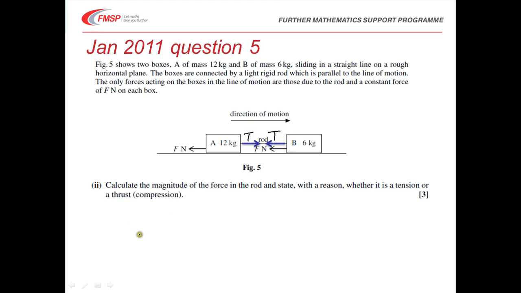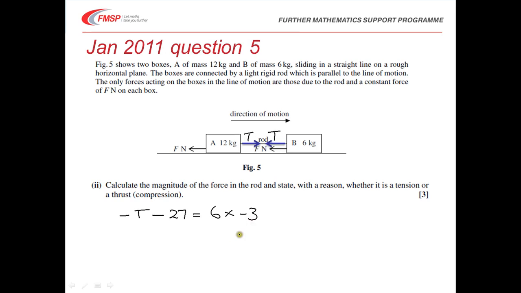Then you consider one particle or the other. If you consider the system as a whole again, you'll have a negative T and a positive T, and they'll cancel each other out, so that's not going to be helpful. So consider either A or B. I think B is a little bit easier because there are fewer forces acting on it perhaps. So we're going to have minus T minus F, which is 27, we know that from the previous part, equal to the mass multiplied by the acceleration. And so it's a nice easy equation to solve.